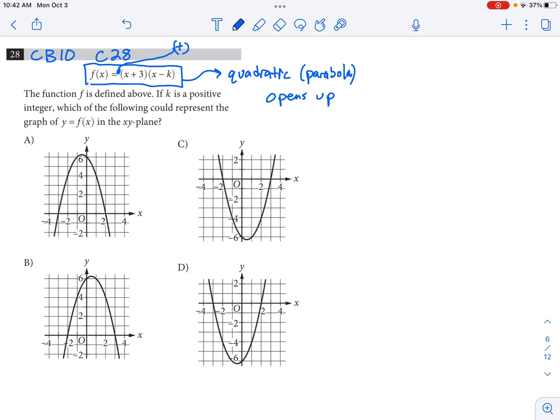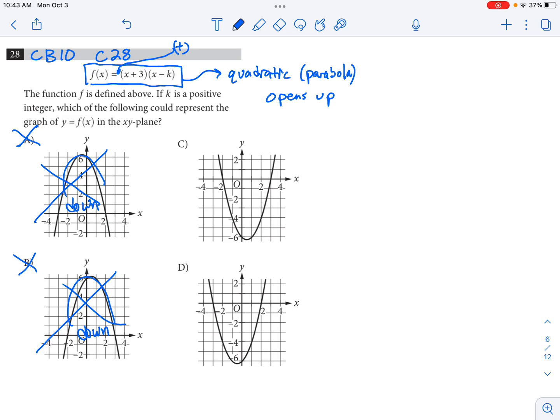So if I'm trying to distinguish between A, B, C, and D, I'm going to cross off A, and I'm going to cross off B because they both open down. And I don't want parabolas that open down for this problem. I want parabolas that open up. So A and B are out. Now I have to choose between C and D.